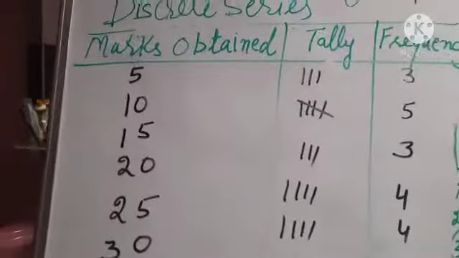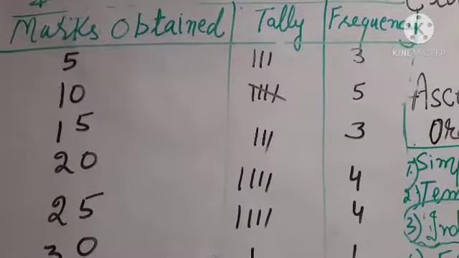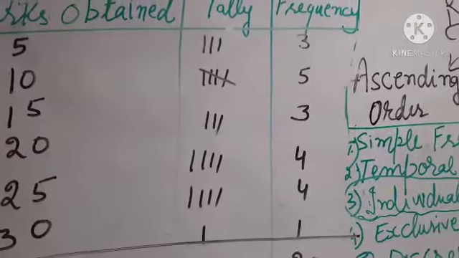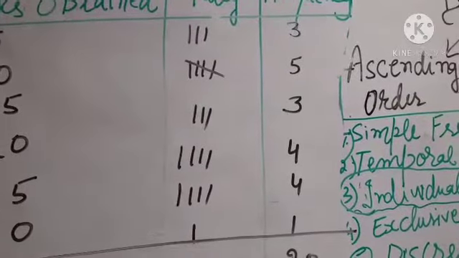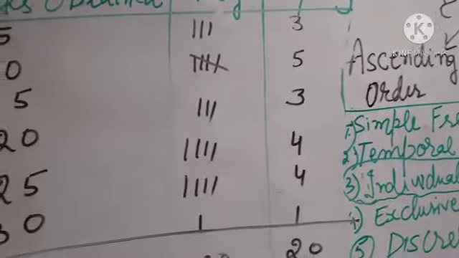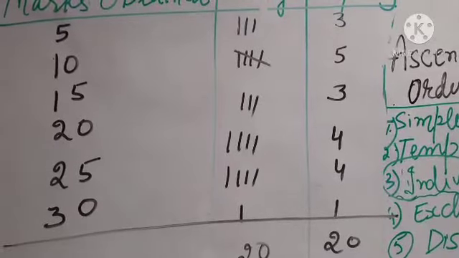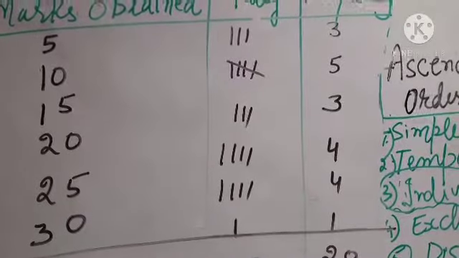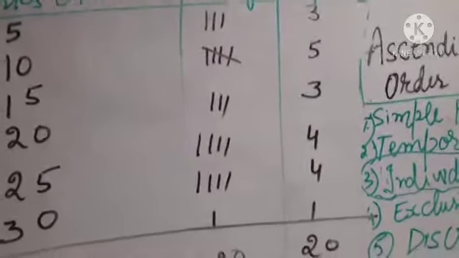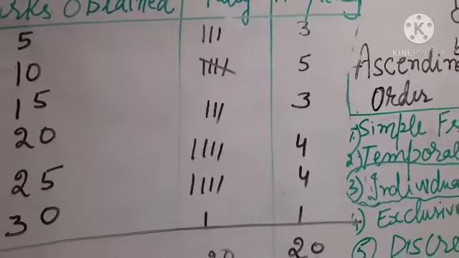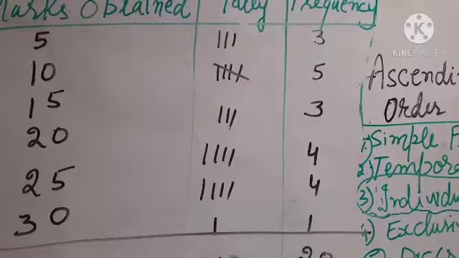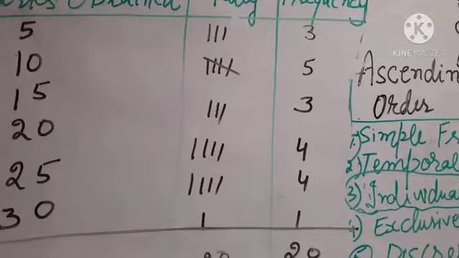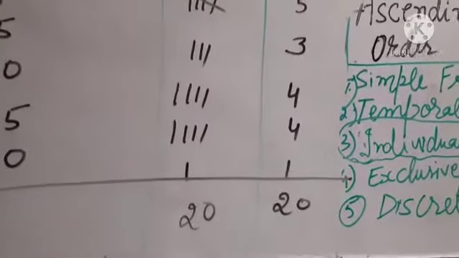Then I have written 20 marks, right? 20 marks have been obtained by 4 students. In tally I have put 4 lines, which means the frequency is 4 there. 25 marks obtained by 4 students and 30 marks obtained by 1 student. In this way 3, 5, 3, 4, 4, 1, total number of students is 20.